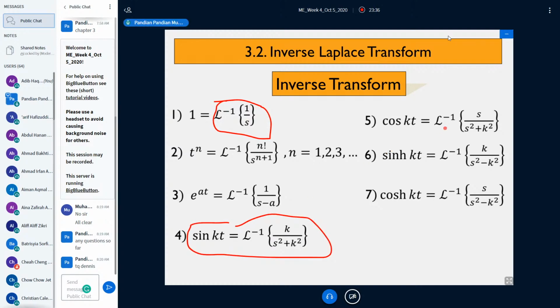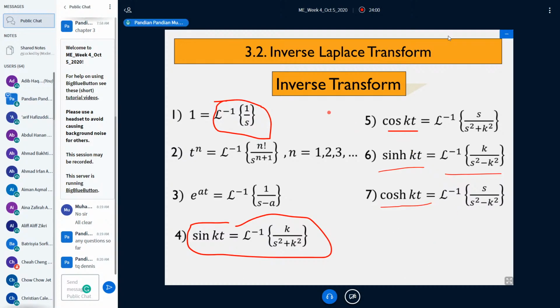Similarly, inverse Laplace of s over s square plus k square is cos kt. And then inverse Laplace of k over s square minus k square is sinh kt. Inverse Laplace of s over s square minus k square is cosh kt.